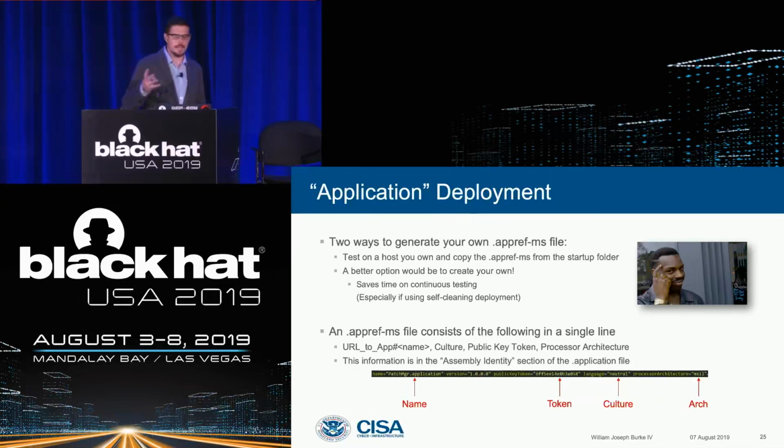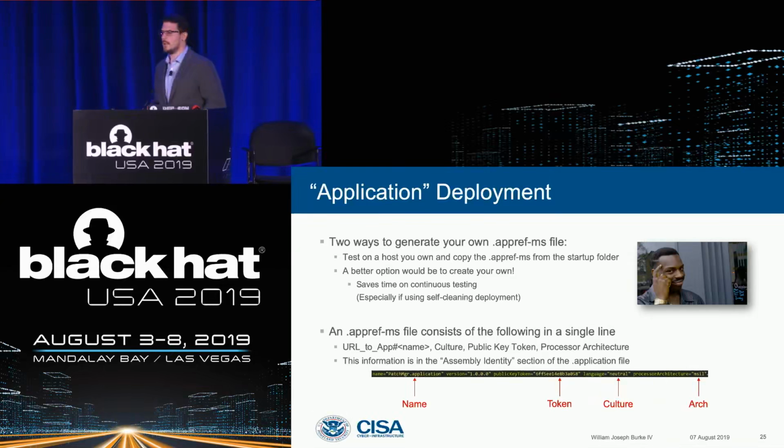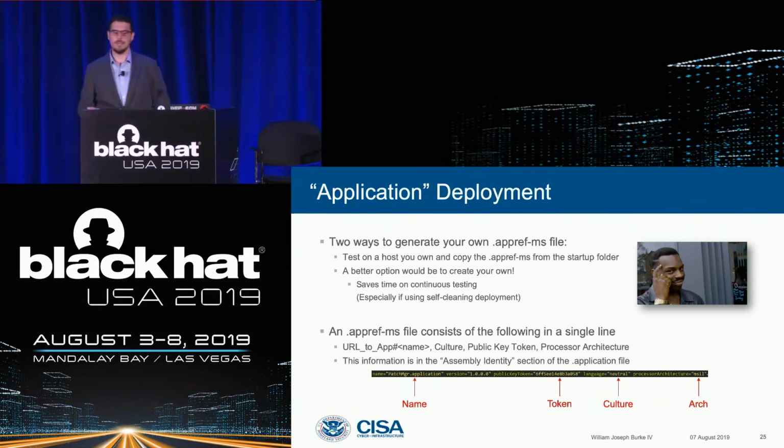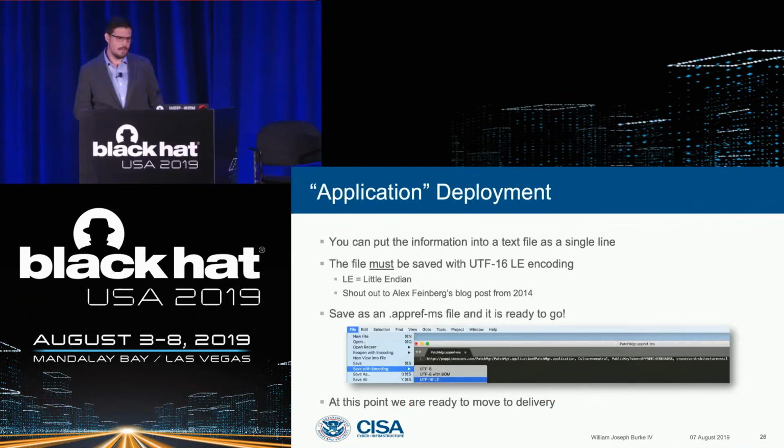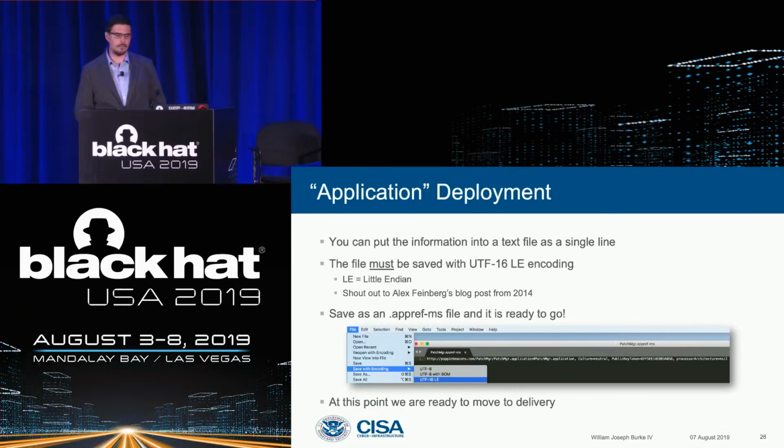So there are 4 things that you're going to need. You need the name of the application, the token, the culture, and the architecture of the application. And you can basically just put all that together in line with a URL to the actual application file itself, as you can see here. And that's all the information you need. Now that information is in the .application file, which you can find in the application files on the deployment folder.